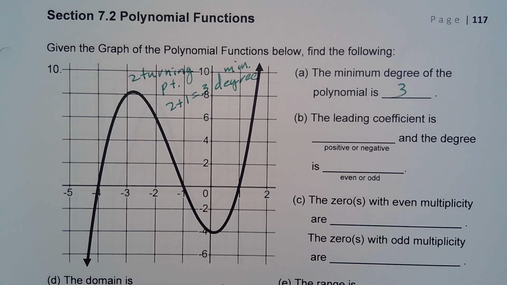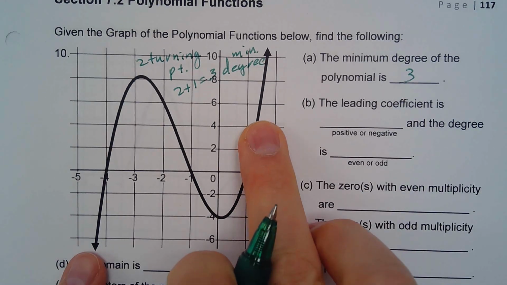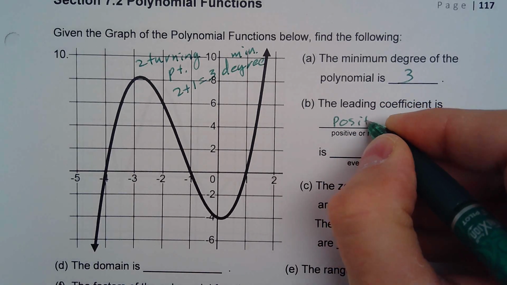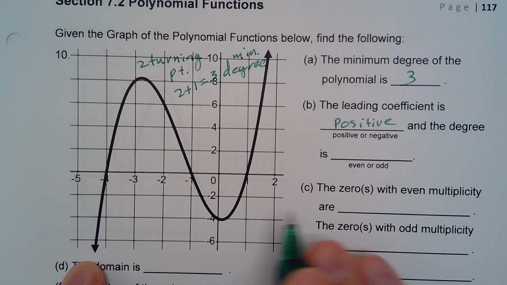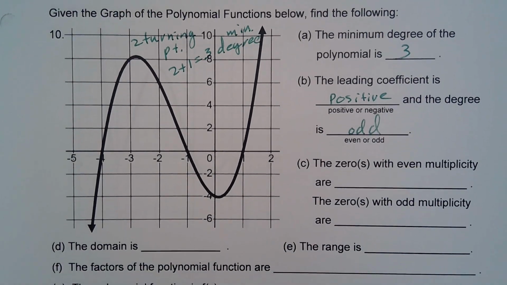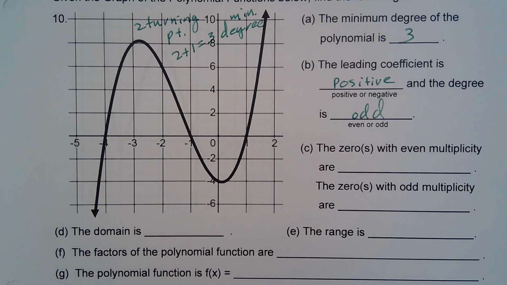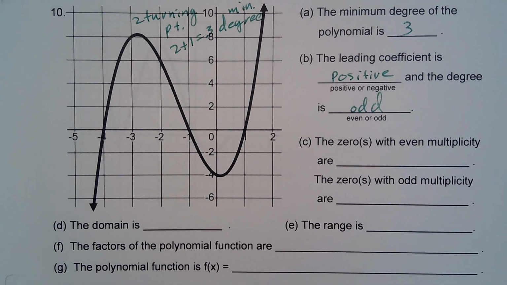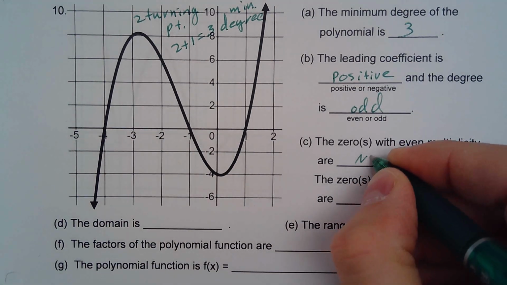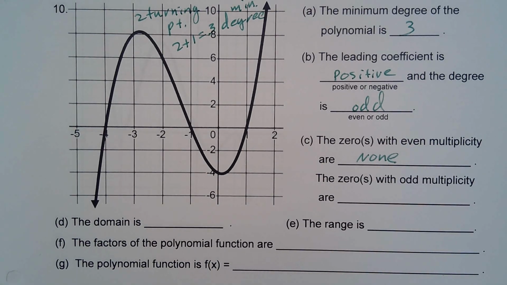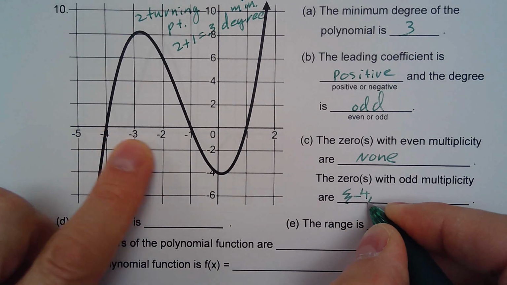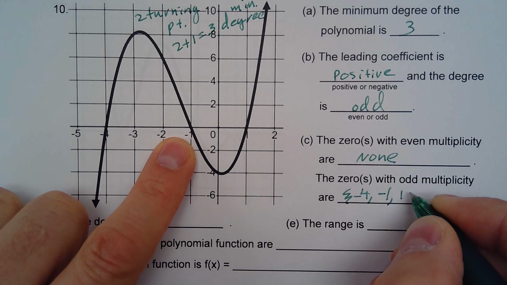Leading coefficient, my choices are positive, negative. Well, there's no reflection here, so it's positive. And degree's got to be odd. And then part C says the zeros with even multiplicity. Well, they cross at all three zeros, so there are none. Okay, zeros with odd multiplicity. That's going to be -4, -1, and 1.